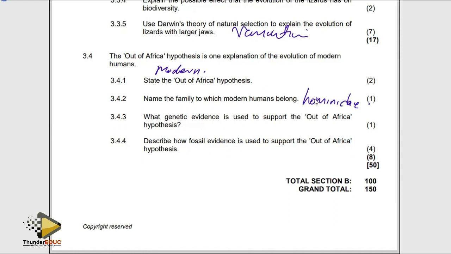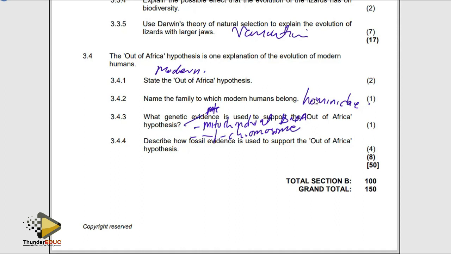They're saying: which genetic evidence is used to support the out of Africa hypothesis? We have two genetic evidences, but we only teach one. We have what is called mitochondrial DNA and the Y chromosome. But now we don't talk about the Y chromosome. Only the mitochondrial DNA is in the syllabus or the curriculum now. So the evidence we give you here is mitochondrial DNA.